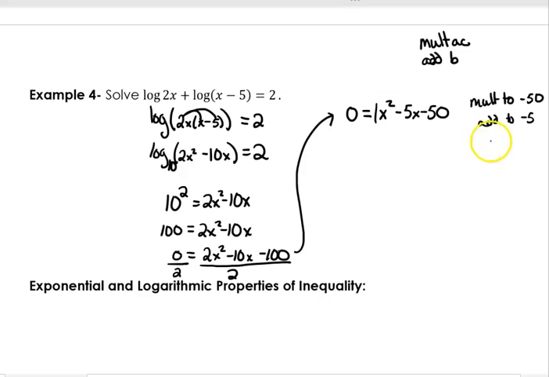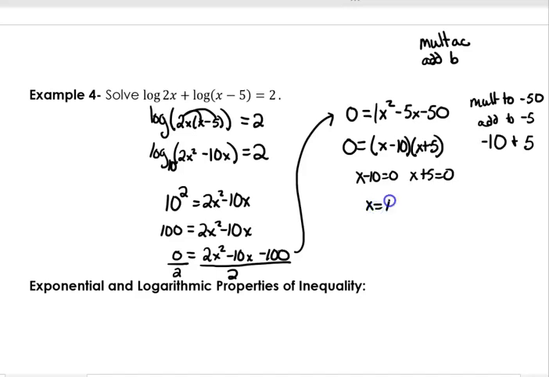You can make a list if you need to, but I know the numbers that do that are negative 10 and positive 5. They make negative 50 and add to negative 5. Because this trinomial just starts with x squared, with no coefficient in front, it's the easier kind of factoring. So I can just do x minus 10 times x plus 5. Now I set each of those equal to 0.